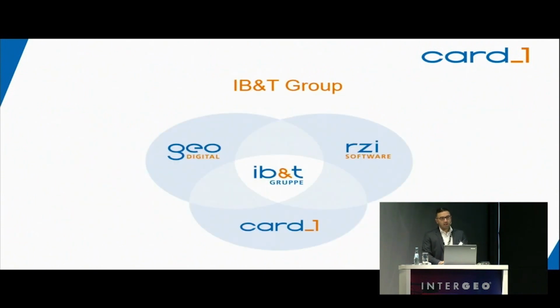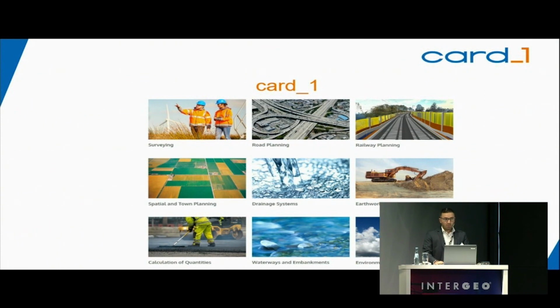About the IB&T group, as you can see, it consists of these three companies: GeoDigital, RCD Software, and IB&T Software, in which you can see CAD1 is on that picture. We will today only focus on CAD1, and therefore I continue with the next slide. CAD1 is the all-in-one CAD, all-integrative solution for surveyors and planners in civil engineering.